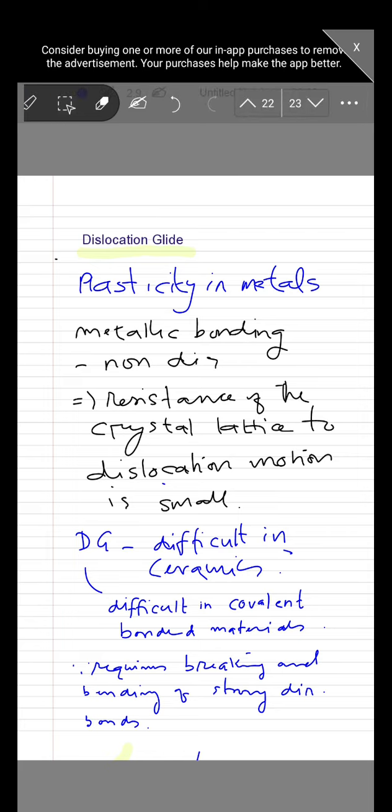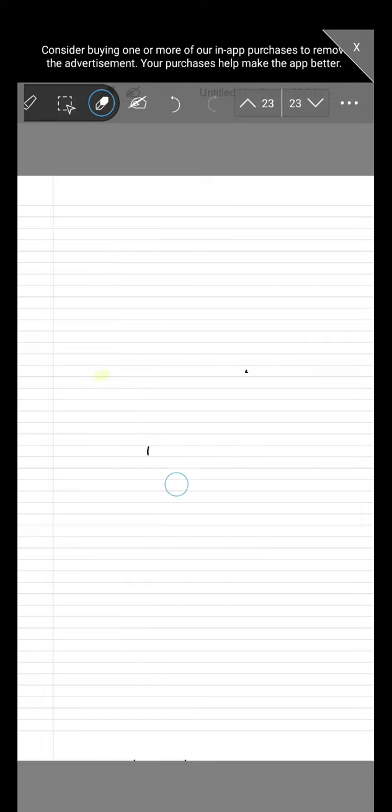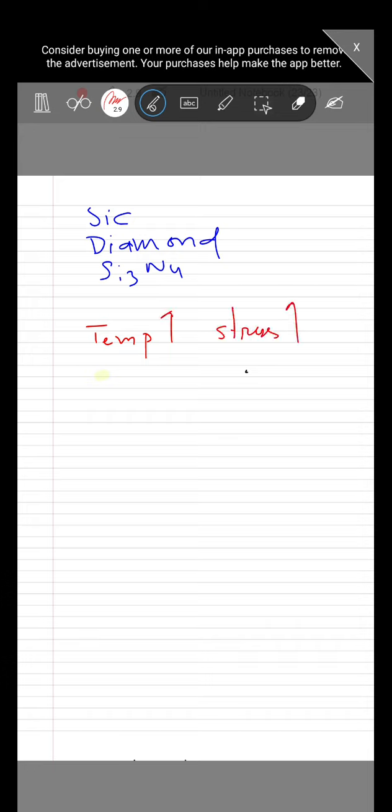It's not that dislocation glide is not possible. It takes place in silicon carbide, diamond, and even silicon nitride, but only at very high temperature or under very high stress.